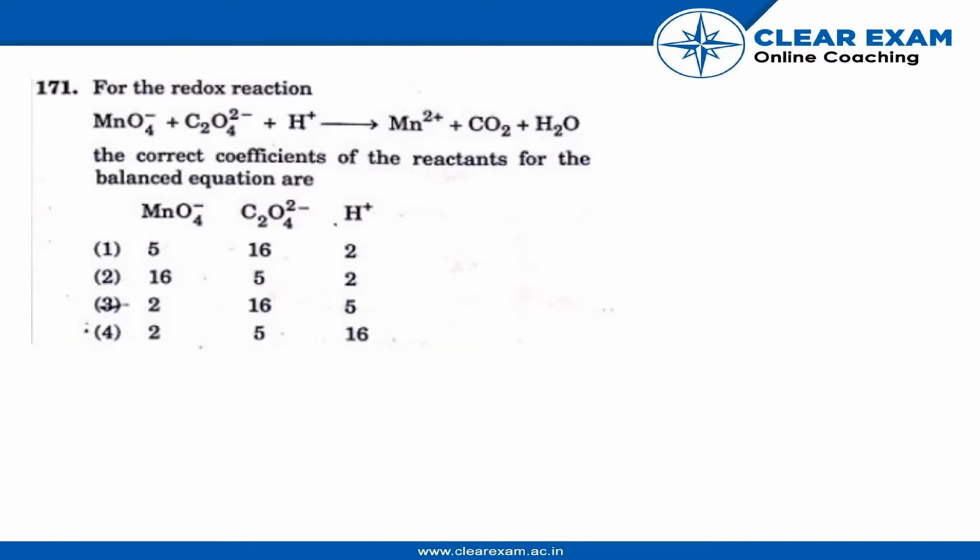A redox reaction is a reaction where both reduction and oxidation take place simultaneously. So it is our equation. In this equation, both reduction and oxidation are taking place. Basically we have to balance this redox reaction, and after balancing we have to choose the correct coefficients of the reactants. What are the reactants? We have three reactants: MnO4 minus, C2O4 2 minus, and H plus, and three products: Mn2 plus, CO2 and H2O. Now let's solve it.